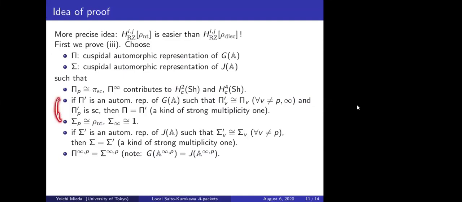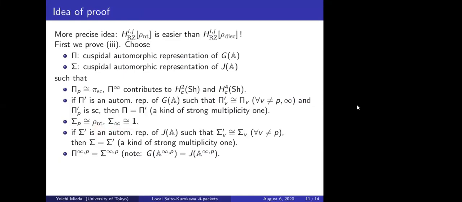And the second property is important. If pi prime is another automorphic representation of G(A), such that pi and pi prime are isomorphic outside p and infinity, and pi prime at p is supercuspidal, then pi and pi prime are equal. This is a kind of strong multiplicity one. Of course, strong multiplicity one fails for GSp4, but by using theta lifting, we can construct such a pi. And sigma is the J counterpart of this pi. Pi at p is pi and t, and pi at infinity is trivial.